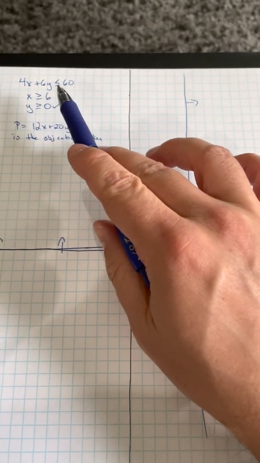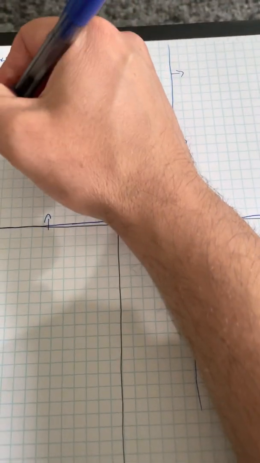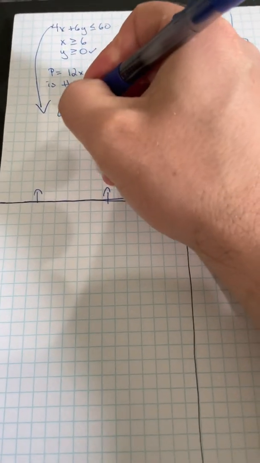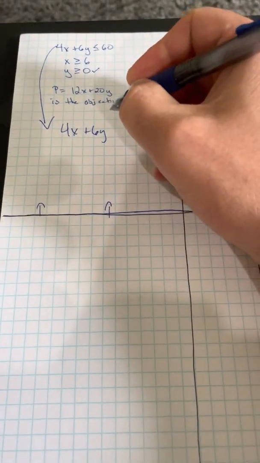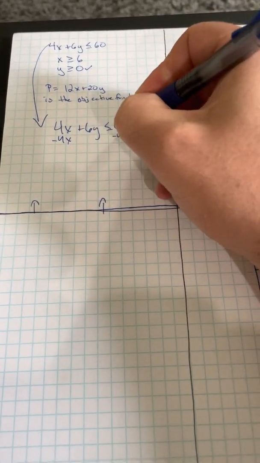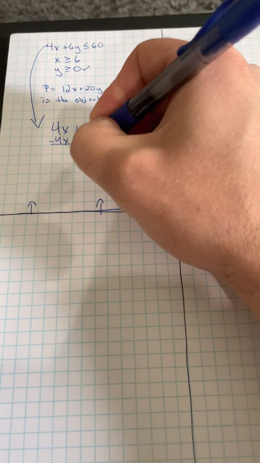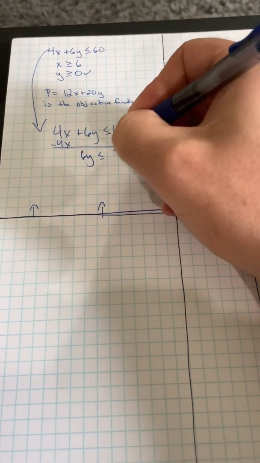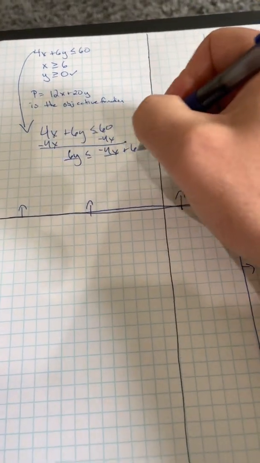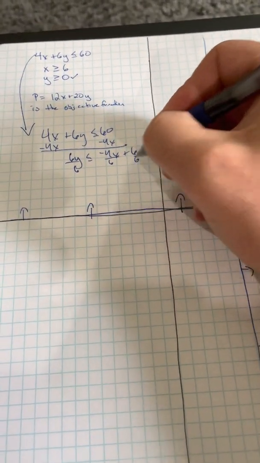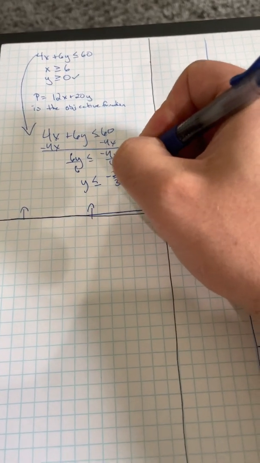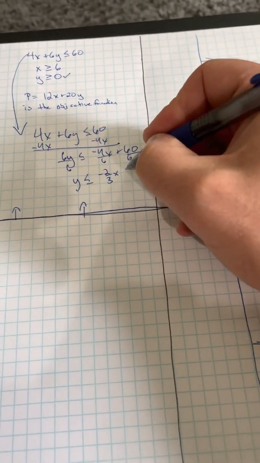Now, I'm going to put this into slope-intercept form, because that's hard to graph. So 4x plus 6y is less than or equal to 60. I'm going to subtract 4x on both sides. 6y is less than or equal to negative 4x plus 60. And we'll divide by 6 everywhere, which will give me y is less than or equal to negative 2/3 x, because I'm simplifying the fraction, plus 10.